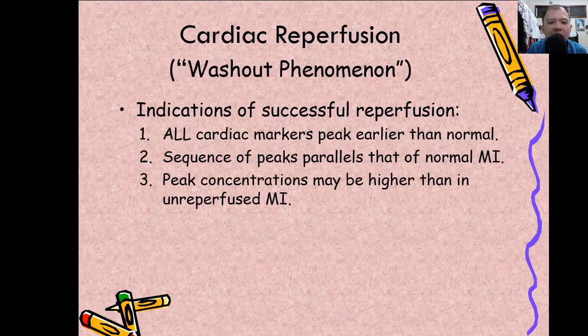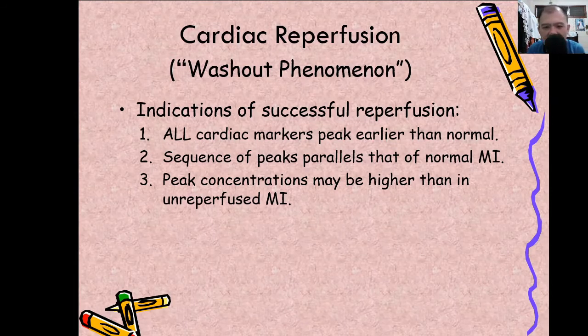So we're done already with cardiac biochemical markers, cardiac enzymes. Just to mention, there is an event called washout phenomenon, or what we call cardiac reperfusion. And how do we know that there's already perfusion of blood in the cardiac muscle?